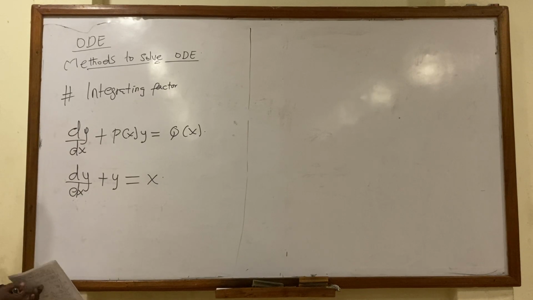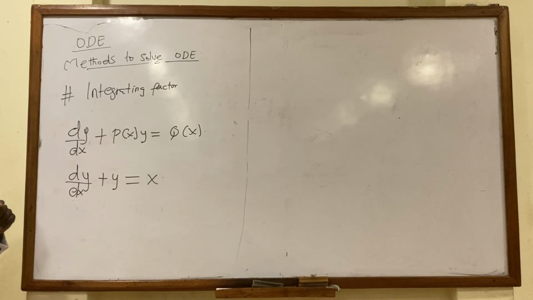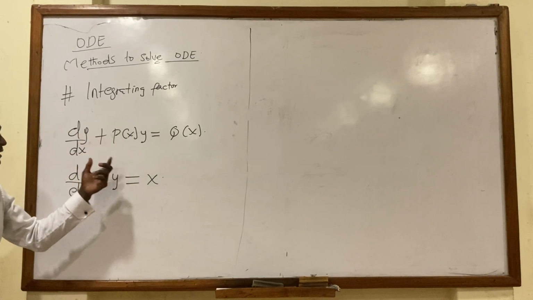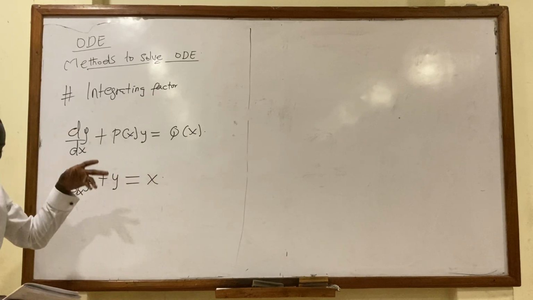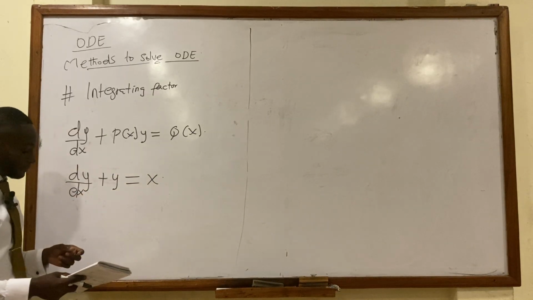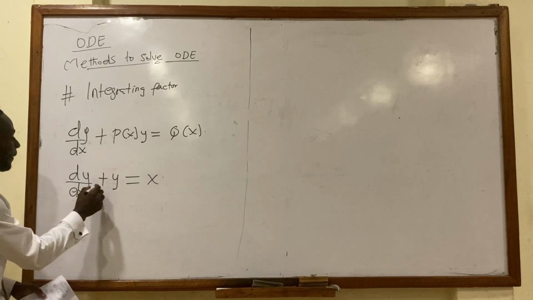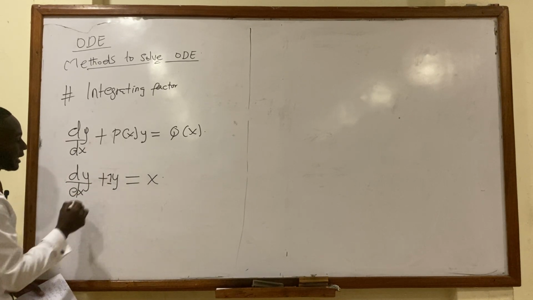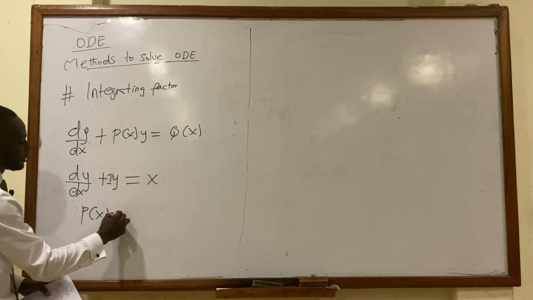We have to first locate what p of x is. So p of x over here is basically the coefficient of y in this function, which is 1, since it is 1y. So p of x is equal to 1.